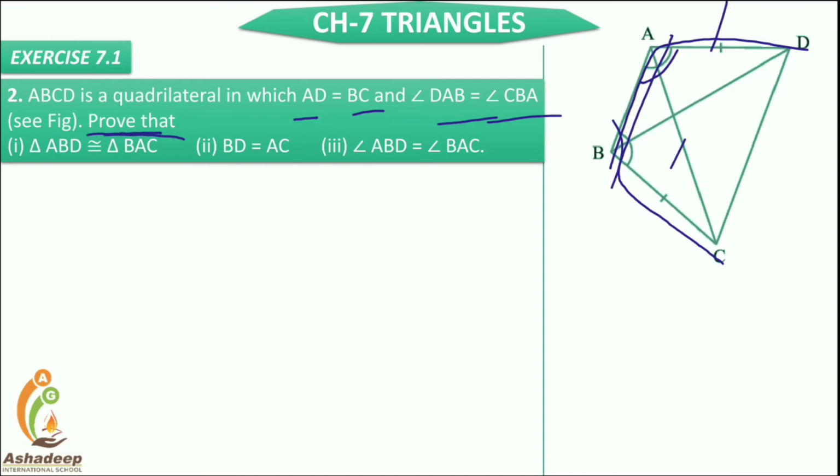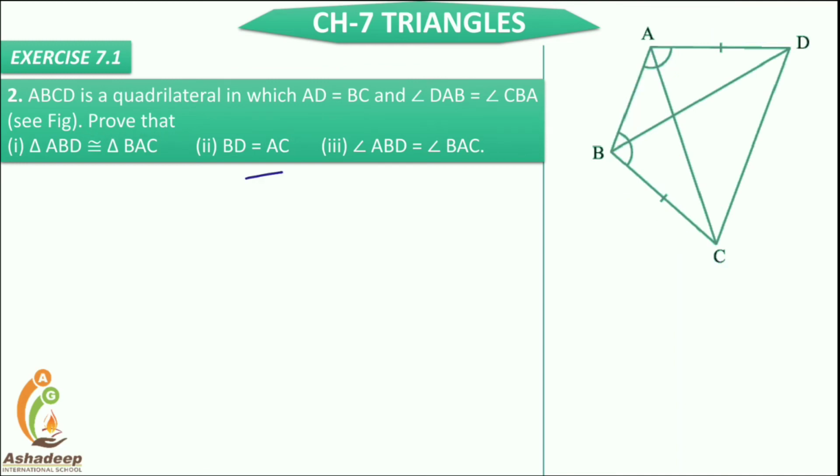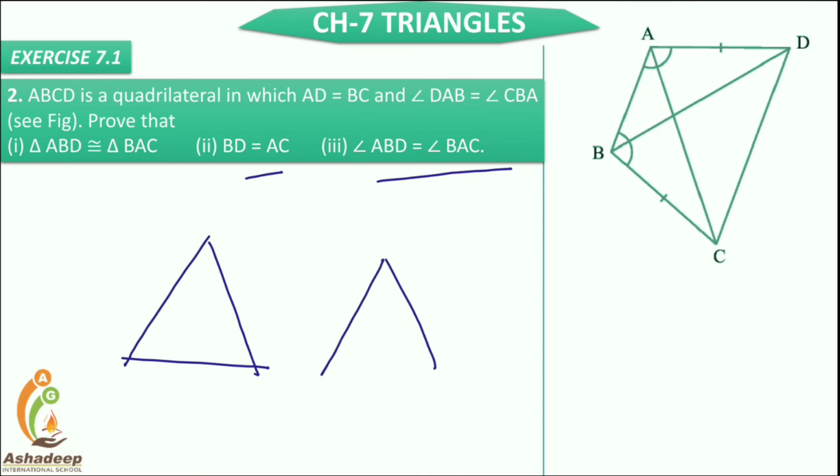Prove that triangle ABD is congruent with triangle BAC, that BD is equal to AC, and angle ABD and angle BAC are equal. So for that, what you can do is, first of all, draw the two triangles. Then write down ABD in sequence. Similarly BAC in sequence.